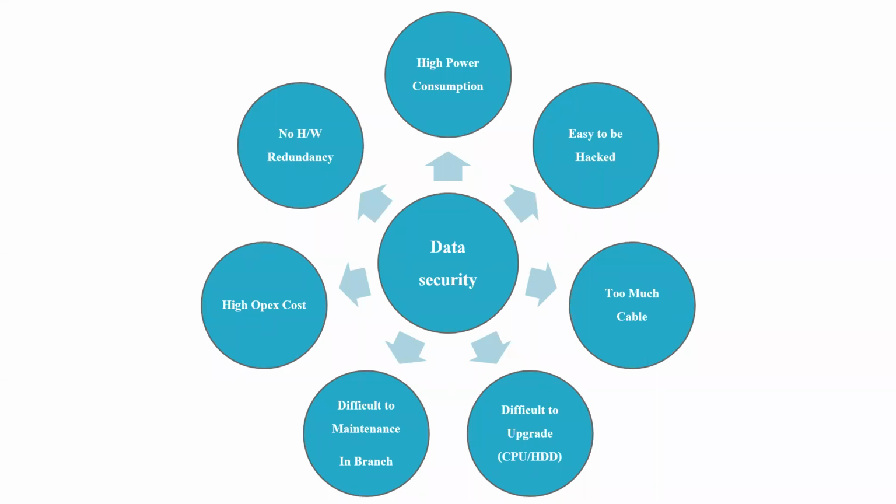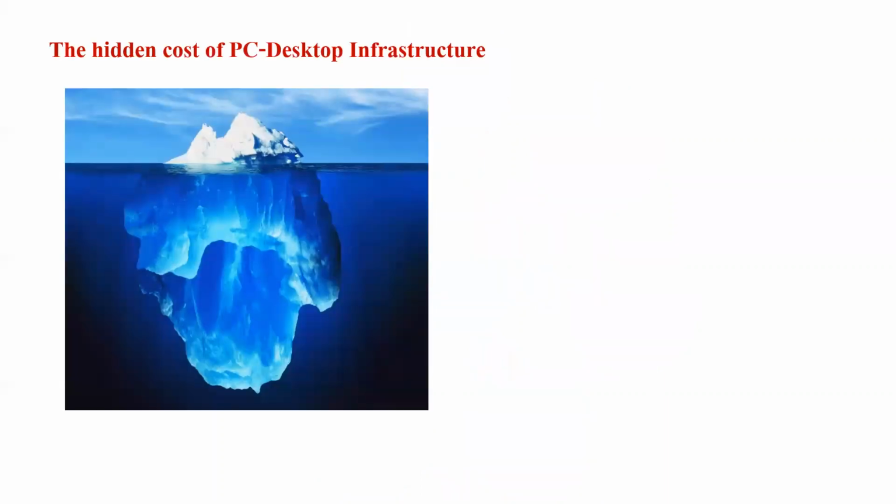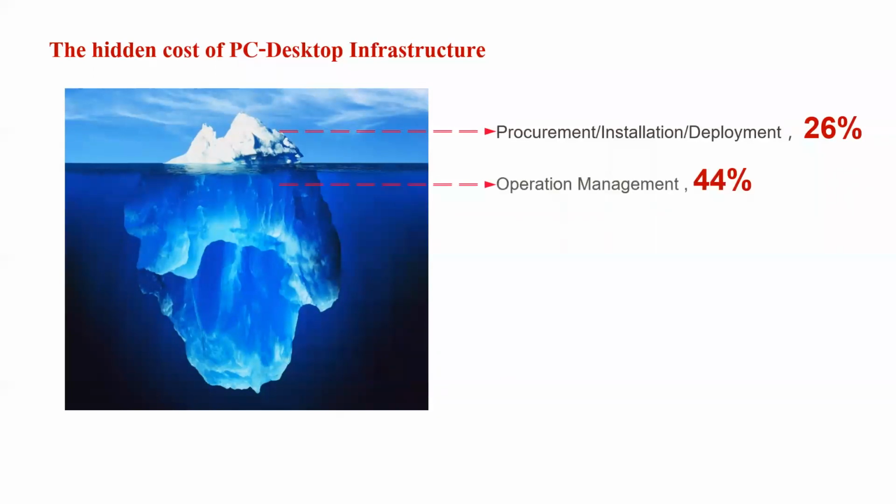Okay, these are the key challenges. One of the major challenges is the hidden cost. What actually is the hidden cost? Let me explain. While we are procuring the project, the actual project cost which is visible to us is the procurement, installation and deployment cost. Behind that cost, there is much hidden cost which is not visible during the procurement, like operational cost.